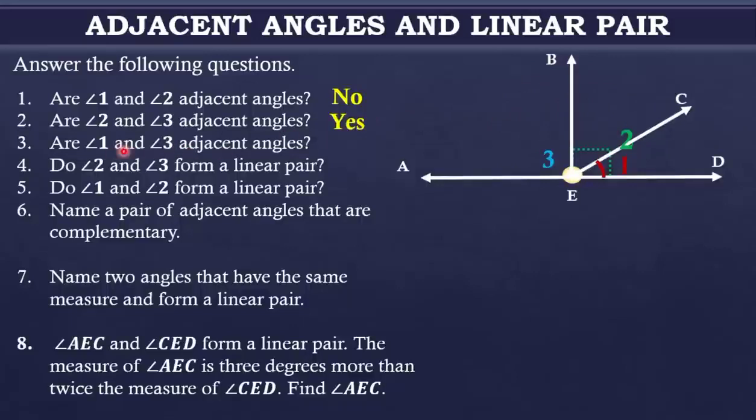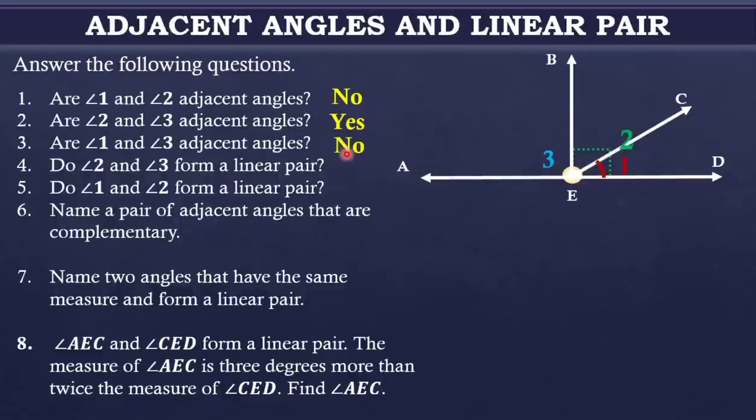Next, are angle 1 and angle 3 adjacent angles? Here is angle 1, here is angle 3. Obviously they have a common endpoint, but they have no common side, because this is the side of angle 3 and this is the side of angle 1. So they have no common side.